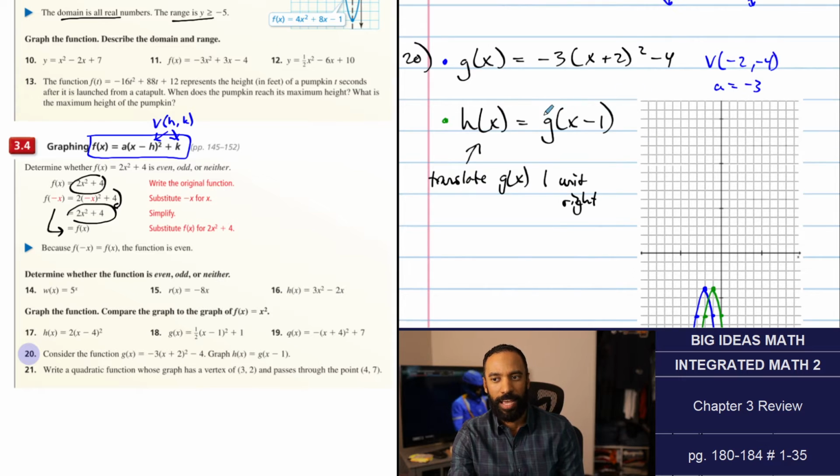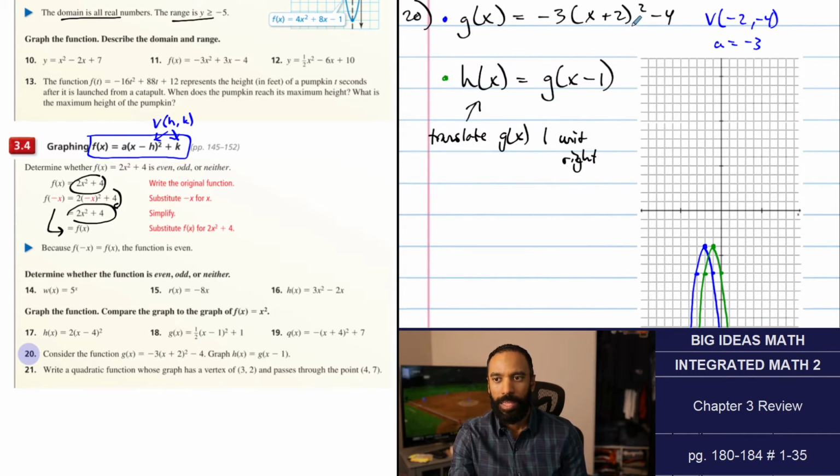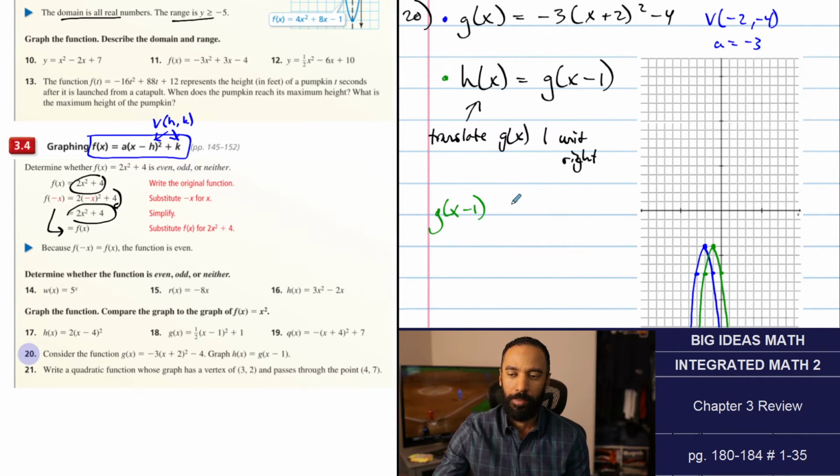Now, if you're not convinced by that, let's do this. Let's take h of x being g of x minus 1. That means for g of x minus 1, we are going to substitute x minus 1 anywhere we see x in this equation.